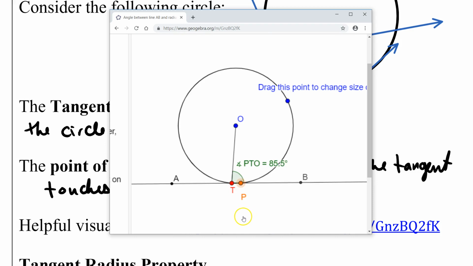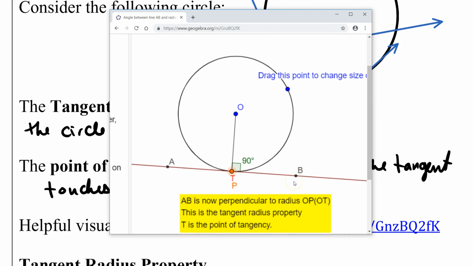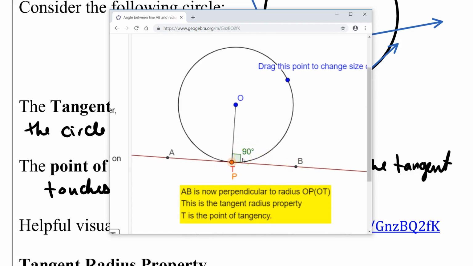This is a really powerful and important idea. So this turns into 90 degrees. AB, this line right here, is now perpendicular to the radius, OP or OT, depending on which one, because P and T are now the same point. This is the tangent radius property. T is the point of tangency, exactly where the line only touches the circle one time.